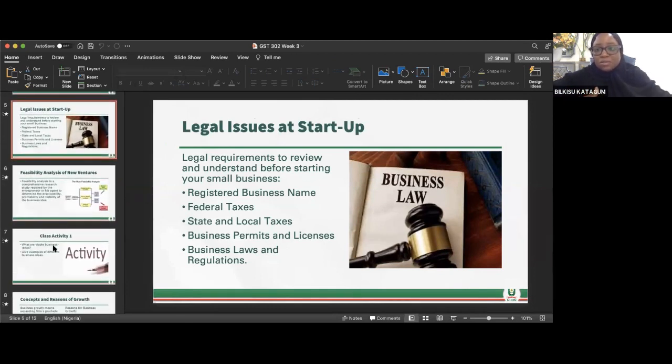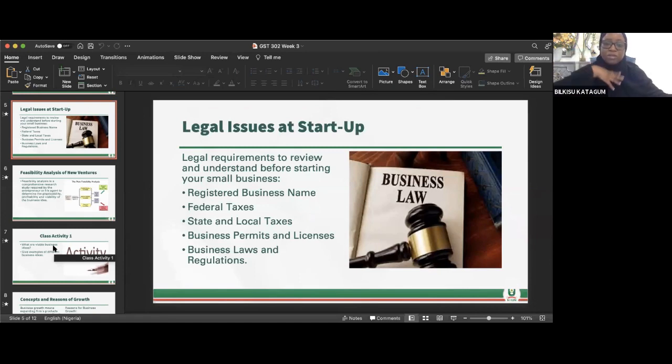Now, after knowing this, let me go over what it is. To register your business name, it is CAC that you go to, Corporate Affairs Commission. That's who you go to register your business name. There are fees involved. There's a whole process for that. For federal taxes, FIRS is in charge of that aspect. State and local taxes, it depends on what state you're in, what the taxes involved are.